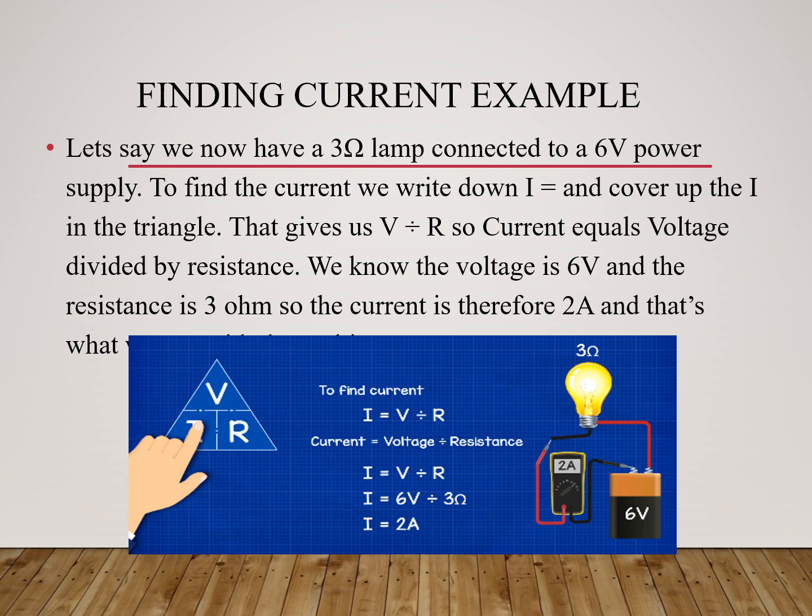We know the value of the resistor is 3 ohms and the value of voltage is 6 volts, and we have to calculate the value of current. I is equal to V divided by R, that is voltage divided by resistance. The voltage value is 6 divided by 3. 6 divided by 3 means 2. So we find I is equal to 2 amps.